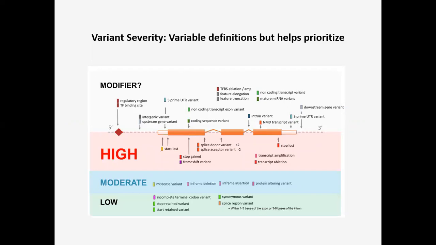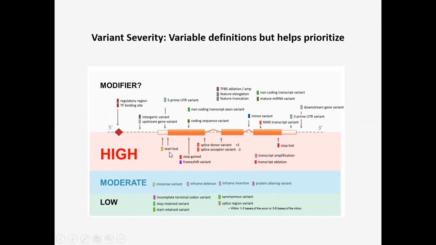So there are different types of effects which can be produced by your variants. The gray color: if the variants are present in any of these regions, they are the modifiers. If the variants are present in these sites, they are the high impact. And the variants which are present in the blue zone are the low impact. Missense variants, in-frame deletions, in-frame insertions, and protein altering variants will have the moderate effect.